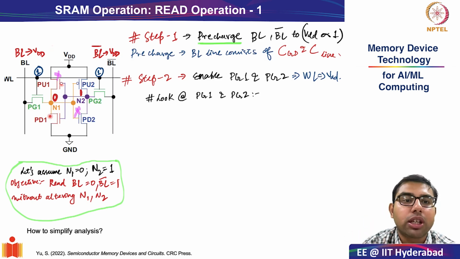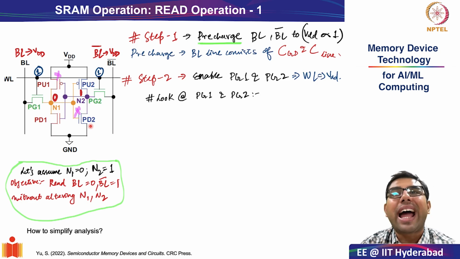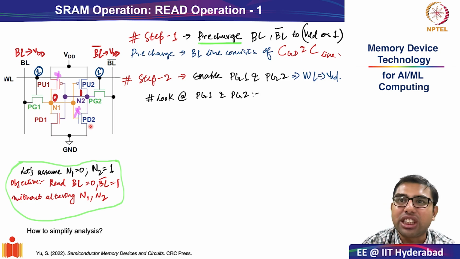So in this structure where N1 has 0 and N2 has 1, pull up 1 and pull down 2 will be deactivated, or in the off state, or there will be no activity at the beginning in pull up 1 and pull down 2 transistors. So it's very simple. From 6 transistors, we have eliminated 2 transistors.